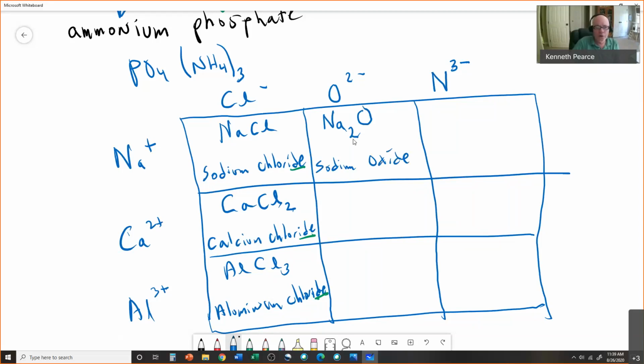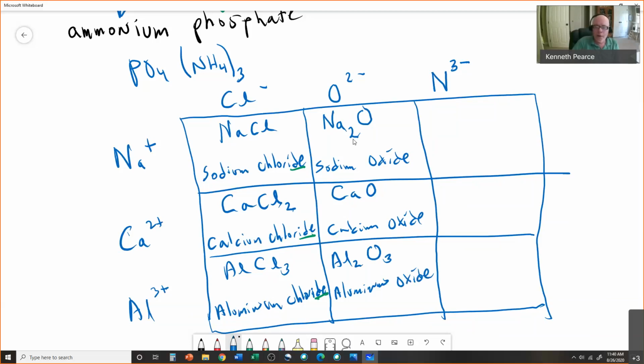And moving on down, the 2 and the 2 on the calcium and the oxygen are already equal, so we just push them together, and this becomes calcium oxide. And I'm going to move a little quicker here. And so the aluminum gets the 2 from the oxygen, and the oxygen gets the 3 from the aluminum, and we have aluminum, name the metal, oxide.